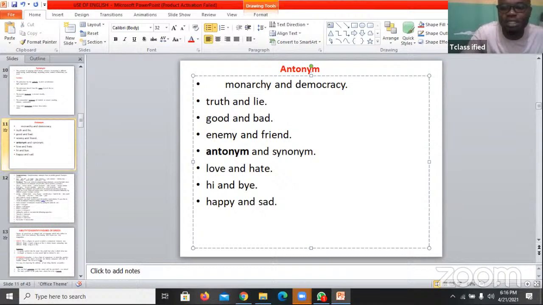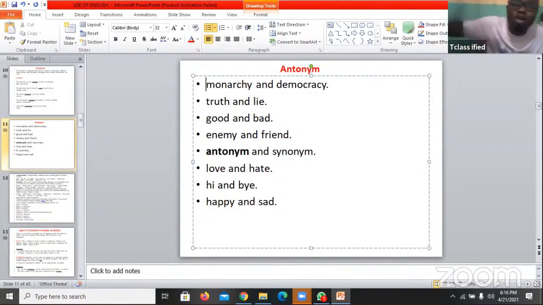Antonym simply means opposite in meaning. Synonym, like I said, means the same thing, sameness or similarity in meaning. Antonyms means opposite. So let's take, for instance, the word monarchy, the antonym can be democracy. The word truth, the antonym could be lie. The word good, the antonym bad. The word enemy, the antonym friend. The word antonym, the antonym of antonym is synonym. The word love, the antonym, which is the opposite, is hate. So happy, sad.